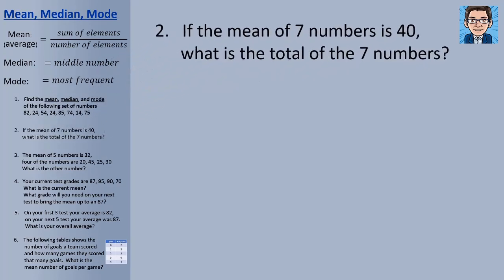Okay, on the second one, the mean of 7 numbers is 40. What's the total of the 7 numbers? The way we calculate the mean is we have the total divided by the number of elements, and that's going to get us 40. So then we can use this to calculate the total. If we just multiply by 7, then the total of all the numbers is going to equal 7 times 40, or 280.